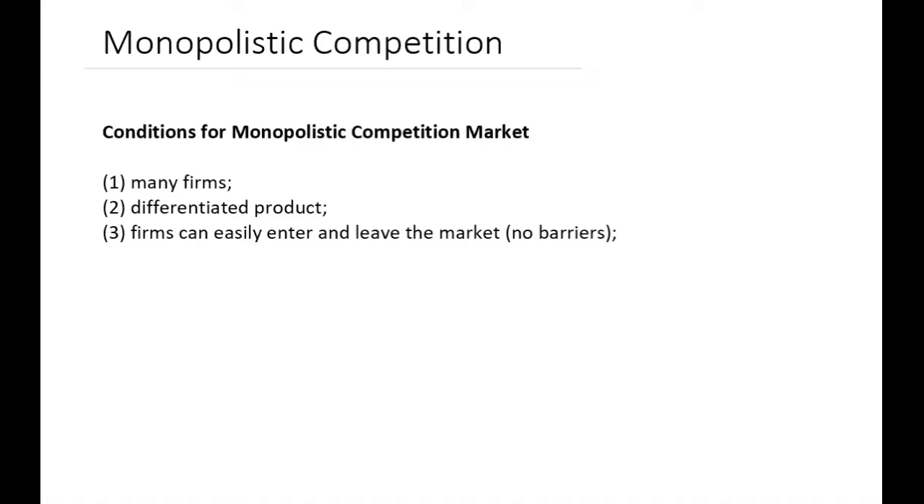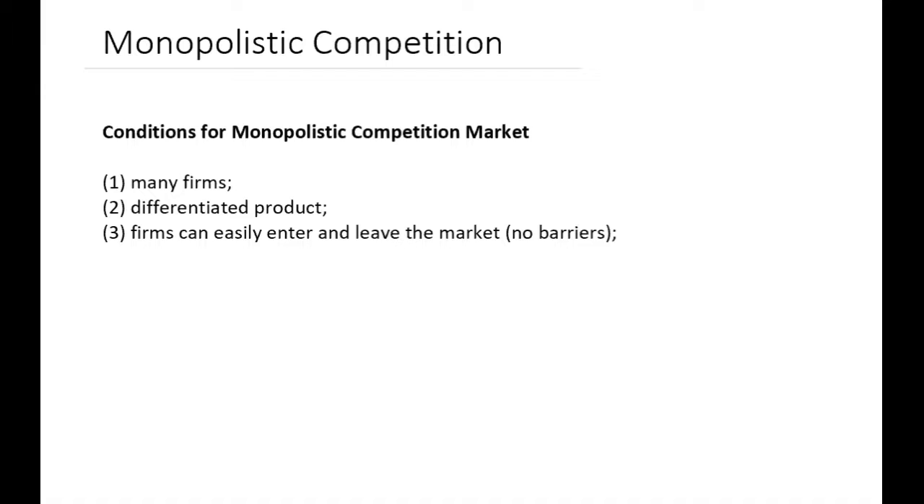Now let's look at monopolistic competition. So the conditions for monopolistic competition are that there are many firms, however the product is differentiated. This means products are similar, however firms take a different slant on how they package it, its attributes, maybe where it's located, so the product is differentiated somehow.